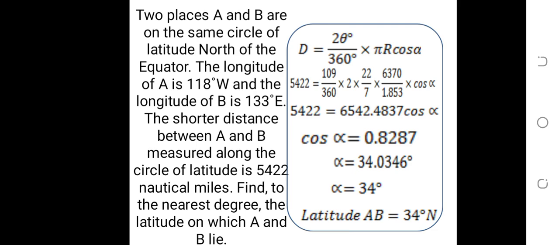Two places, A and B, are on the same circle of latitude north of the equator. The longitude of A is 118 degrees west and the longitude of B is 103 degrees east. The shorter distance between A and B measured along the circle of latitude is 5,422 nautical miles. Find, to the nearest degree, the latitude on which A and B lie.